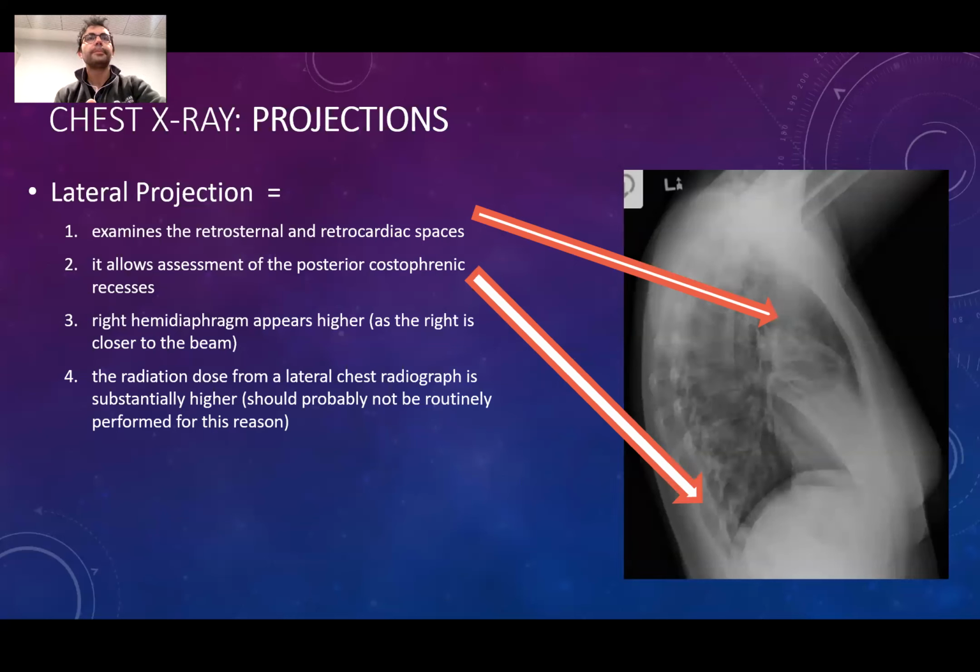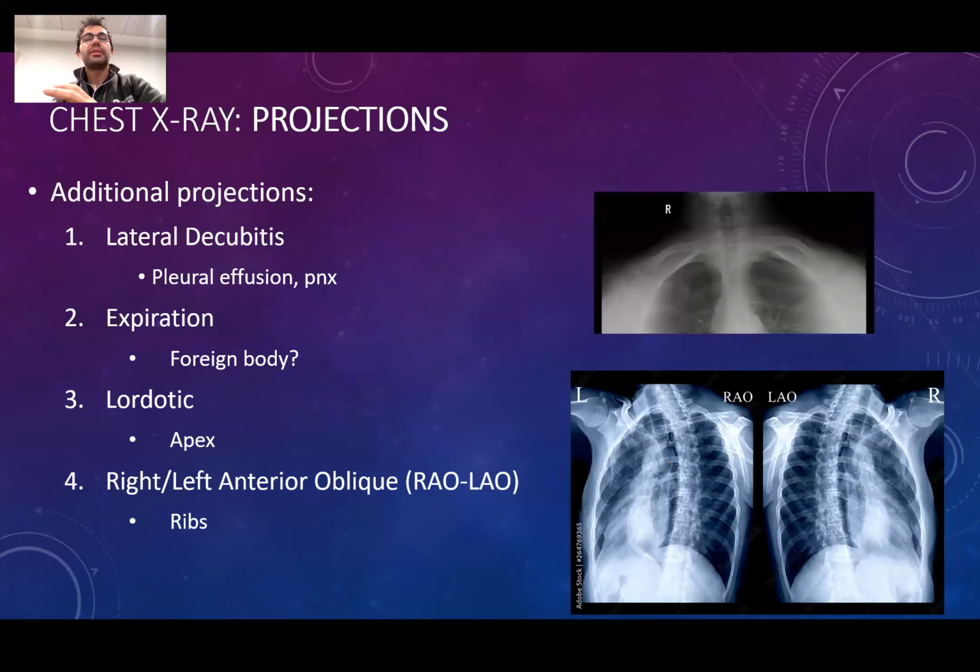The lateral projection is performed seldom, let's say. The advantage of this is that you can see the retrosternal space and retrocardiac space, where you see the effusion first. Like when there's a minute amount of effusion, because of gravity, it fills in the posterior area. I have told you in this WhatsApp group. Also, the radiation dose on laterals is much higher, like 5-6 times higher, because the rays are traveling through more tissue basically. So it's not very commonly used.